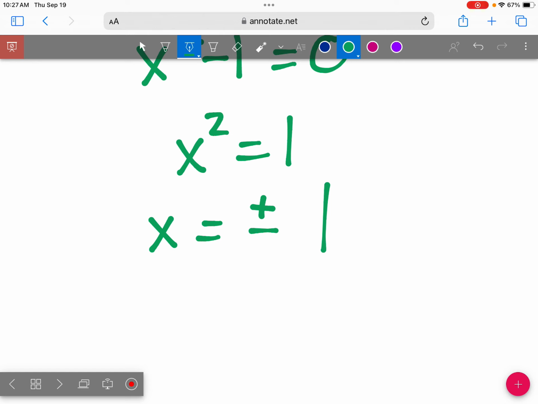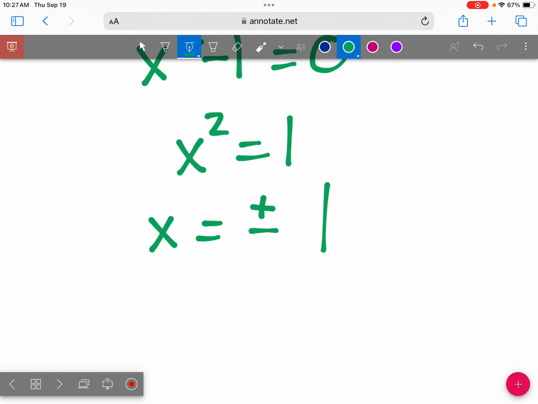So my domain cannot have positive 1 or negative 1 in it. It can be absolutely anything else in the existence of the universe except 1 and negative 1. And if we were writing it algebraically, that's really easy: real numbers except x cannot equal plus or minus 1. However, we're doing intervals. So it's going to be obnoxious.